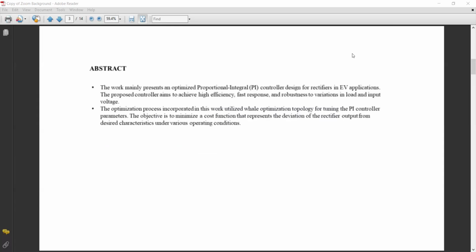A rectifier plays a crucial role in converting AC from the grid into DC for battery charging and motor operations. The performance of a rectifier is mainly influenced by the control algorithms employed in it. Hence, this work mainly represents the optimization of the proportional integral, that is PI controller designed for rectifiers in EV applications. The proposed controller aims to achieve high efficiency, fast response, and robustness to variations in load and input voltage.